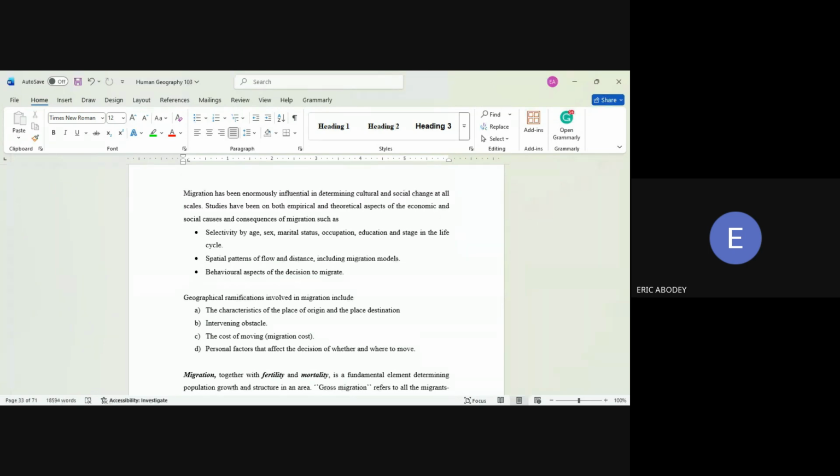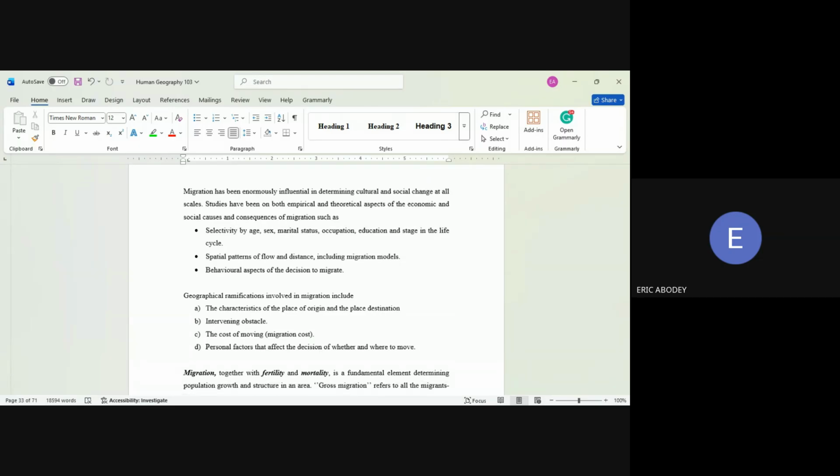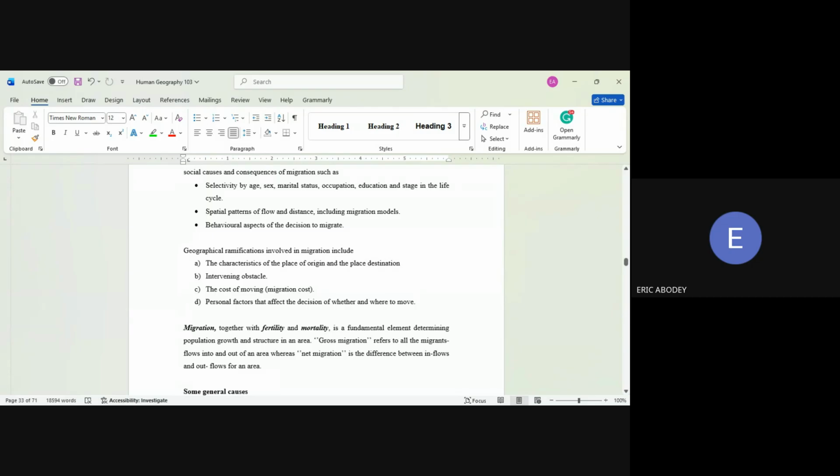migration. There's spatial pattern of flow and distance, including migration models, behavioral aspect of decision to migrate, geographical ramification involved in the characteristics of the place of origin, the intervening obstacle, the cost of moving. So when we talk of the characteristics of the place of origin and the place of destination, where you are migrating from, what are the conditions there? Are they favorable or is there an outbreak of war? Where you are going to, the place of destination, what is attracting you? That's the pull factors. So we shall look at pull and push factors. And these issues are put into consideration before you travel.